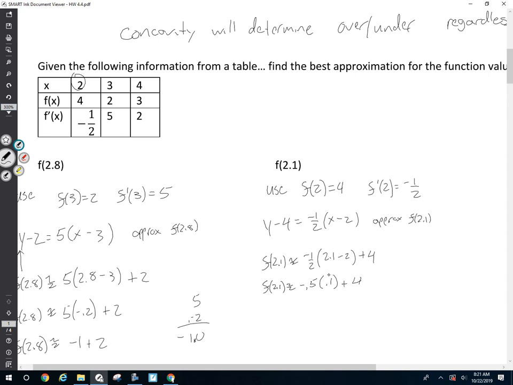It's important with 1/10 that you move the decimal place over. So 0.5 times 0.1 would be 0.05. Plus 4, so f of 2.1 is approximately 3.95. Another way to do 0.5 times 0.1 is this: since you have 2 decimal places to the right of the decimal, you move the decimal place over twice. 1, 2. Or take 0.5 and move it to the left 1.